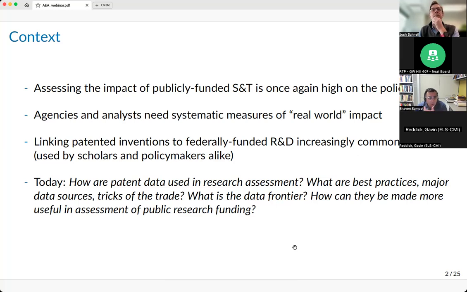What I'll talk about, and again, I'm happy to change course as the audience demands, is just give a sense of how patent data are used in research assessment. What are some of the best practices, tricks of the trade? What, in my view, based on not just my work, but work in the field that I've been following, is the data frontier, and what might be the road forward? And I'll try to talk about that as well.